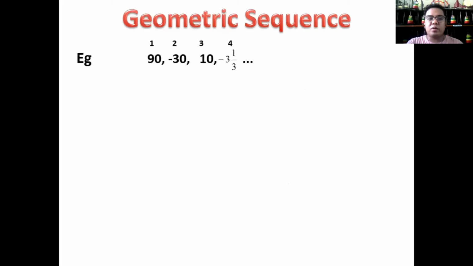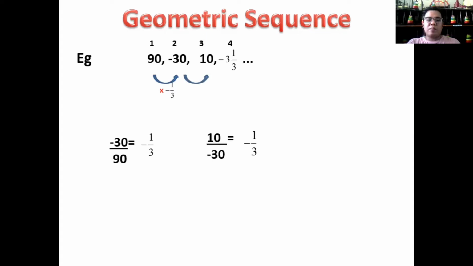Another example: 90, negative 30, 10, negative 3 and 1/3, and so on. How do we get the common ratio? Simply, I will divide negative 30 by 90, so the second term divided by the first term, the third term divided by the second term, and so on. So you get negative 1/3 as the constant or the common ratio of the sequence.